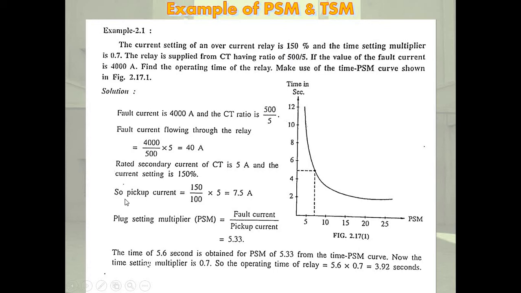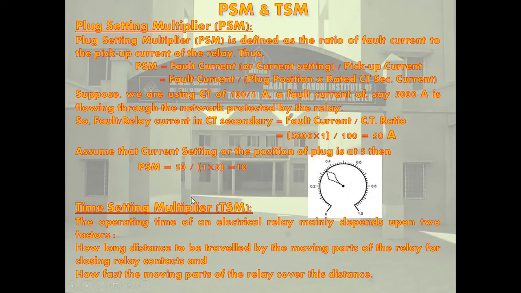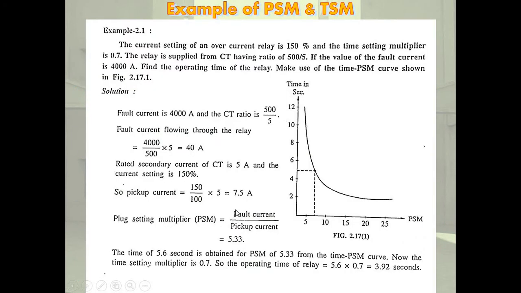Okay, 150%. So pickup current equals 150 divided by 100 into the rated secondary current of the CT, which is 5 ampere. So pickup current equals 7.5 ampere. Now plug setting multiplier equals fault current divided by pickup current. Fault current is 40 ampere and pickup current is 7.5 ampere. So PSM equals 5.33.